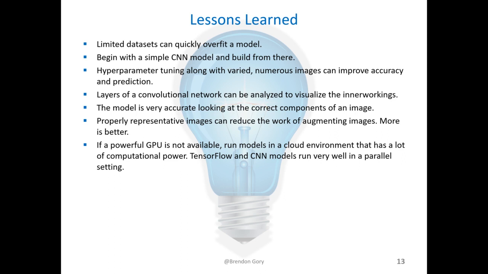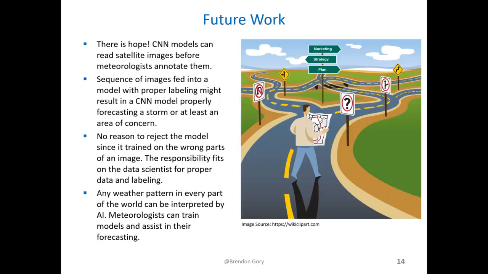We learned that we need higher numbers of images for a model to successfully work. This can work though. With proper images fed into a model, we think that this can properly predict hurricanes and tropical systems.